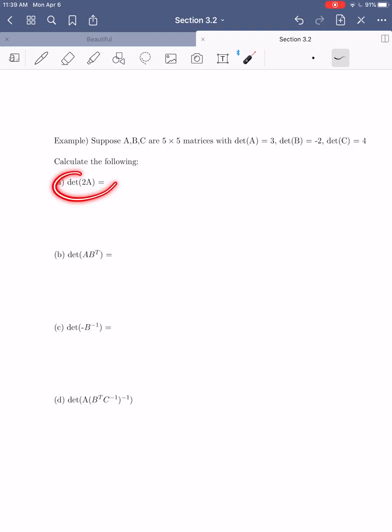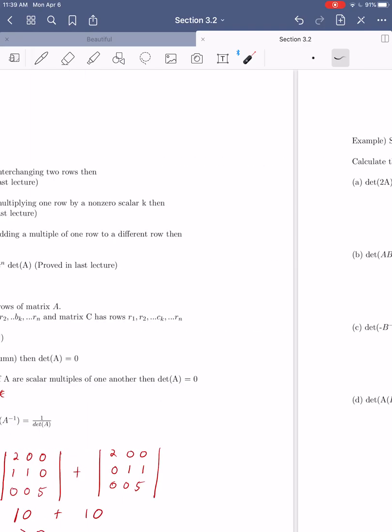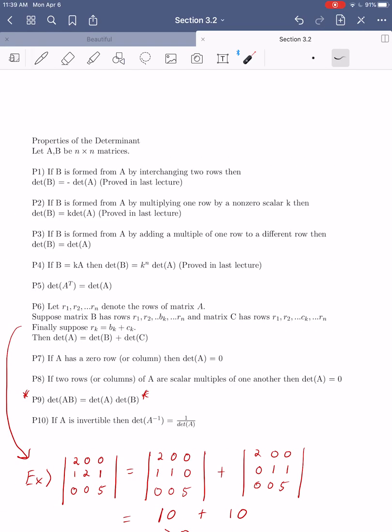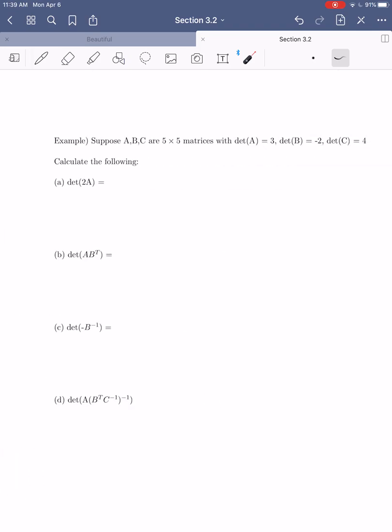So let's think about this one first. We want to calculate the determinant of 2A. So what do we know about this? Well, if we go back, we can see that we have property 4 that says the determinant of a scalar times a matrix is the scalar to the nth power times the determinant. So in this case, we would say that this is 2 to the, well, they're 5 by 5 matrices, so you're multiplying 5 rows by 2.